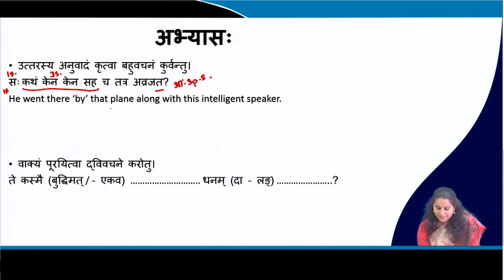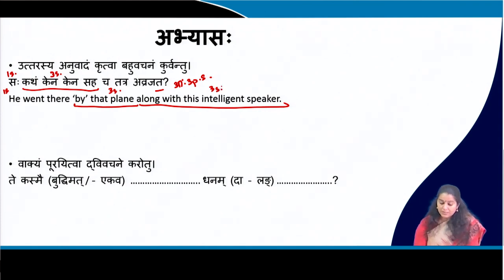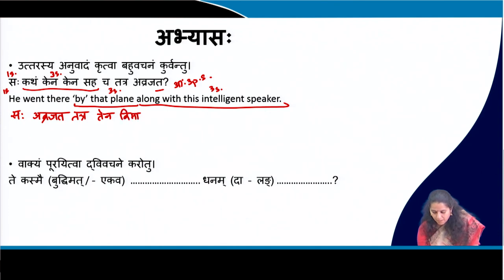And then he went there by that plane. Okay, so by that plane and along with this intelligent speaker. Kim bhavati atra? Tritiya vibhakti ekavachanam and tritiya vibhakti ekavachanam. Tari atra bahuvachanam prathamam, so saha. Atra first uttarasya anuvadam kritva, so saha went there, vrajata, tatra by that plane, so tena vimanena, along with this intelligent speaker.